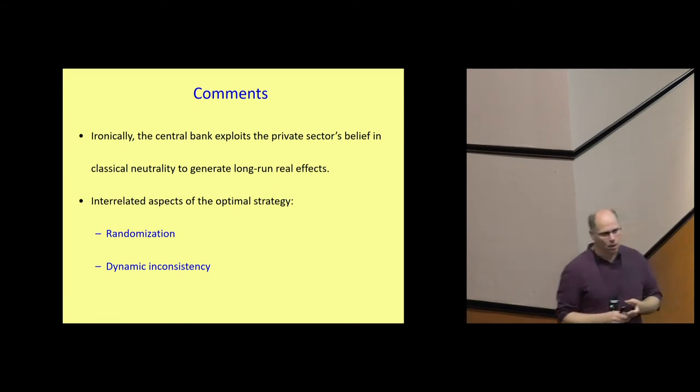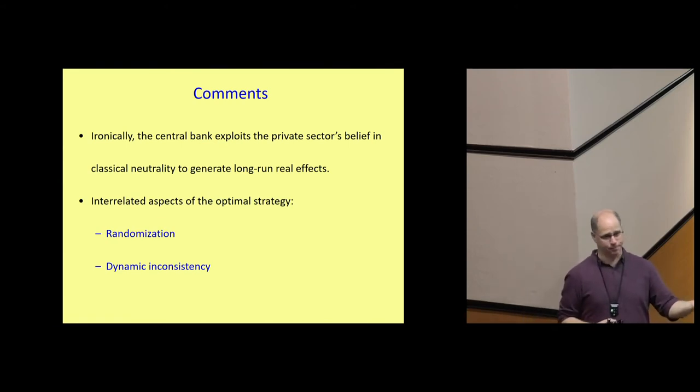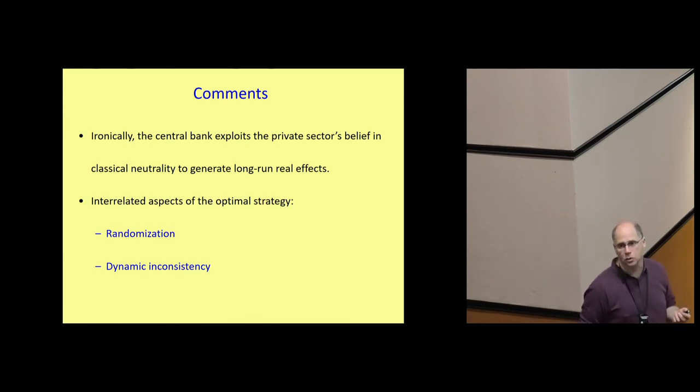Why? Because remember, when A is equal to 0, the private sector doesn't make any mistakes. When A is equal to 1, then he's making a mistake. So if I toss a coin and it turns out 0, I would want to renege and retoss the coin and deviate to A equals 1. So there's a new source of dynamic inconsistency in this model.